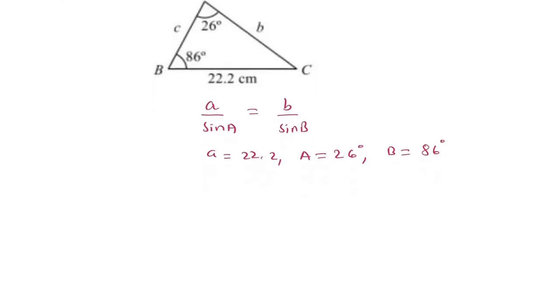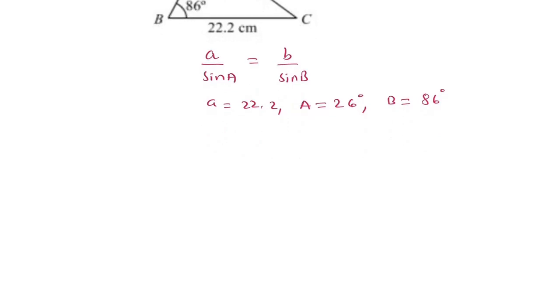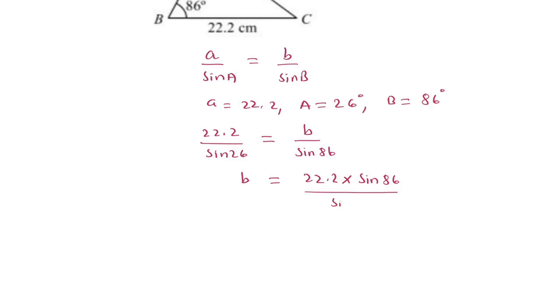Let us substitute these values into our formula. We are going to have 22.2 over sine 26 equals b over sine 86. Now let us make b the subject. We are going to have b equals 22.2 times sine 86 over sine 26.